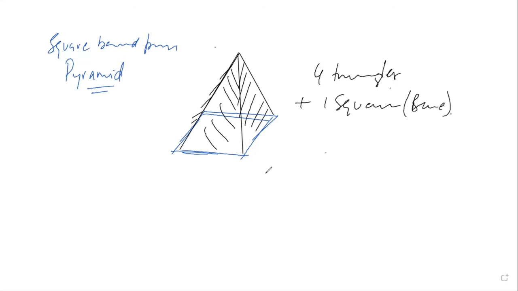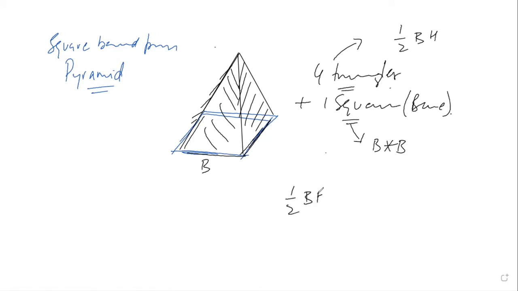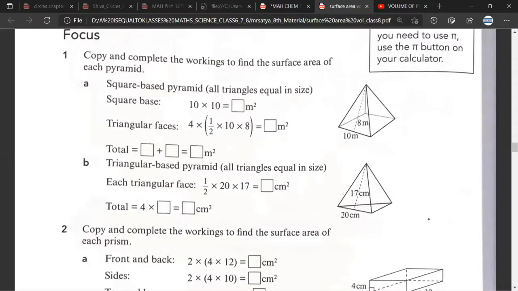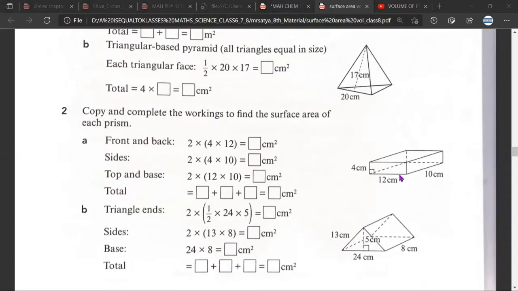Sarthak, any doubt till here? No, sir. So for triangles and square, you know that area of a triangle is half base into height. And this square, because it is a square, this base is a base into base. So you have one square and you have four triangles. So it is half base into height plus base square. I hope this is clear. Yes, sir. Sarthak, should I explain more? No, sir. Okay, great.